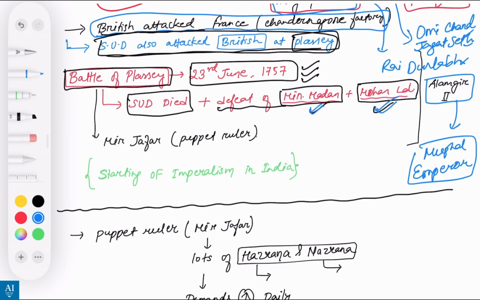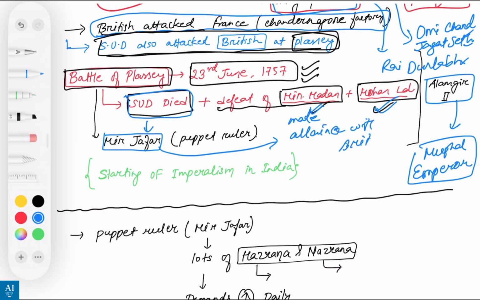So after the defeat of Sirajuddaulah, who was made Nawab of Bengal? Obviously Mir Jafar. Because of greed, Mir Jafar made an alliance with the British. So this defeat of Sirajuddaulah led to the starting of imperialism in India. So this was all about the Battle of Plassey.